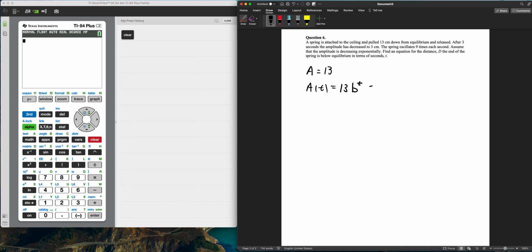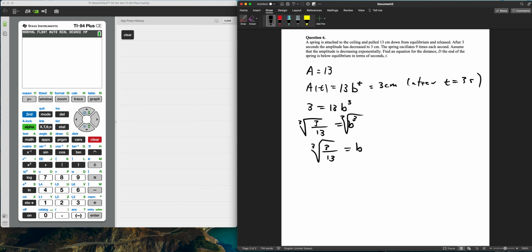And that is going to be equal to 3 centimeters after 3 seconds. So in other words, we have an equation to solve. 3 is equal to 13b to the 3. So 3 over 13 is b to the 3, or b cubed. We need to take the cube root of each side. So we take the cube root of 3 over 13, and that's the base b for our exponential.